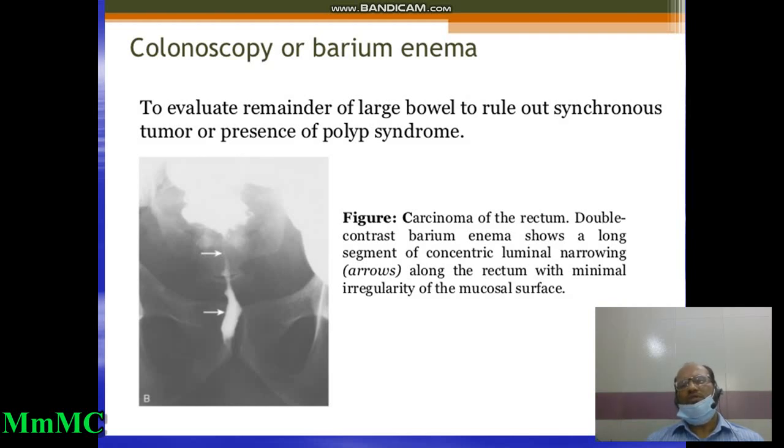That is very important. And this is the picture of the double contrast barium enema, and that looks like an apple core deformity.